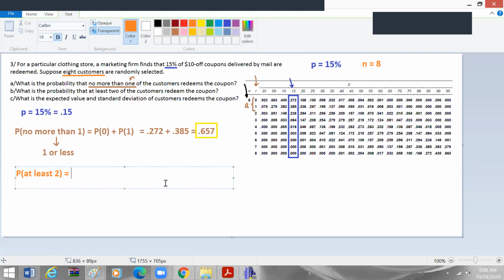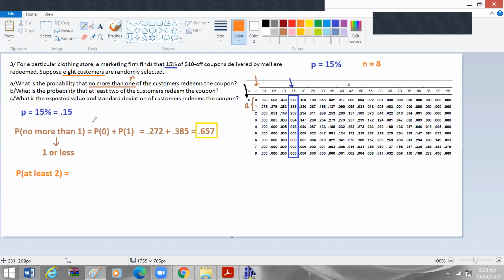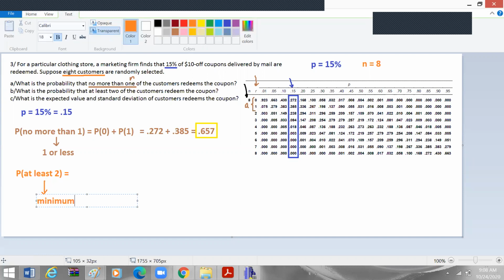First of all, I need to analyze that. What does it mean by least? The least means the minimum, correct? The minimum is 2, so it can be 2 or more. For example, at most 2, the most means the maximum, so that would be 2 or less. But the minimum is called the least.